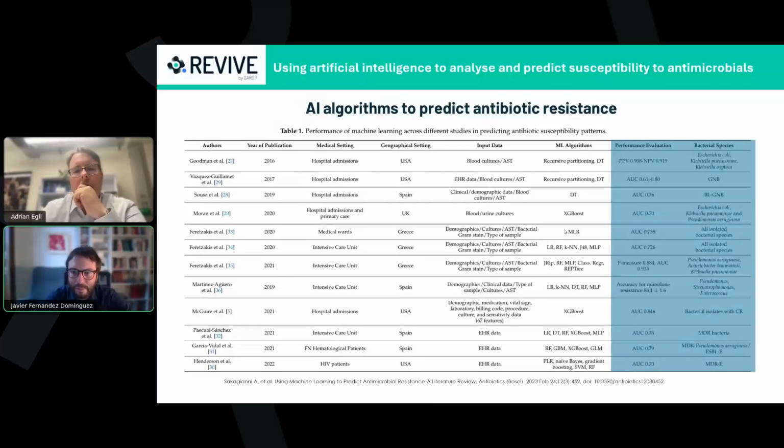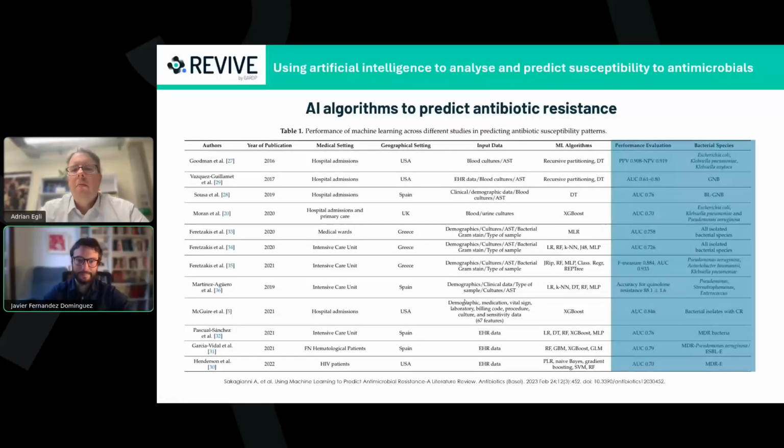The performance evaluation metrics are not bad, but they are probably not ready for clinical practice, because the area under the receiver operating characteristic curves is between 0.7 and 0.8. So probably they are not ready for clinical practice, but they are promising and interesting.